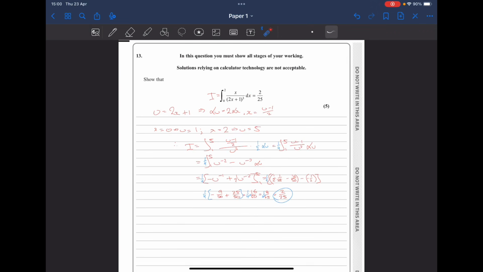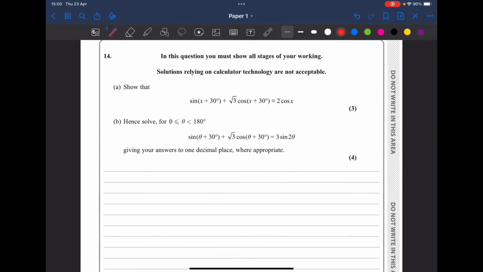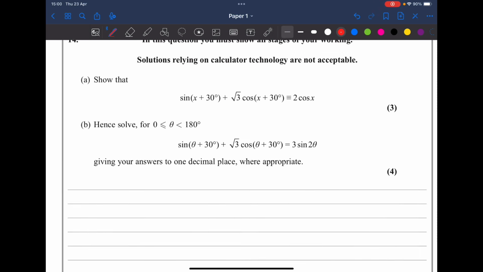That looks good though. We do need to check the answer. I could have checked it earlier on, couldn't I? That would have been a bit easier. Let's keep going though. Number 14. What's that saying? Show that this stuff is all true.